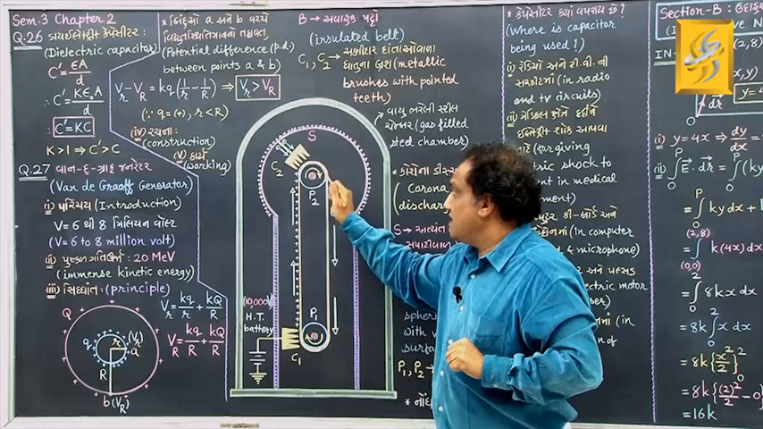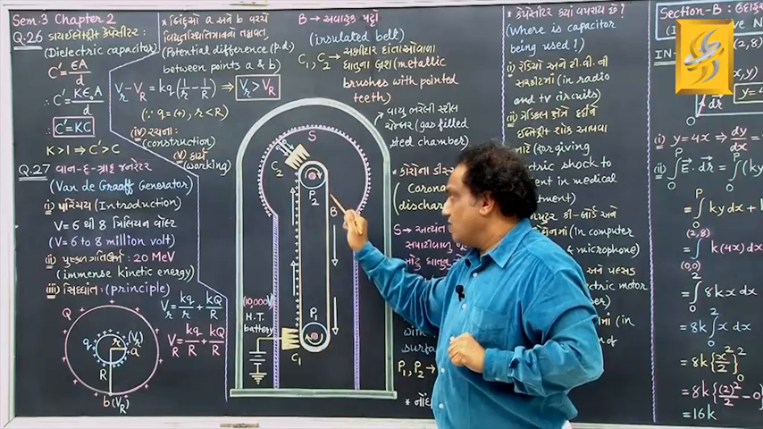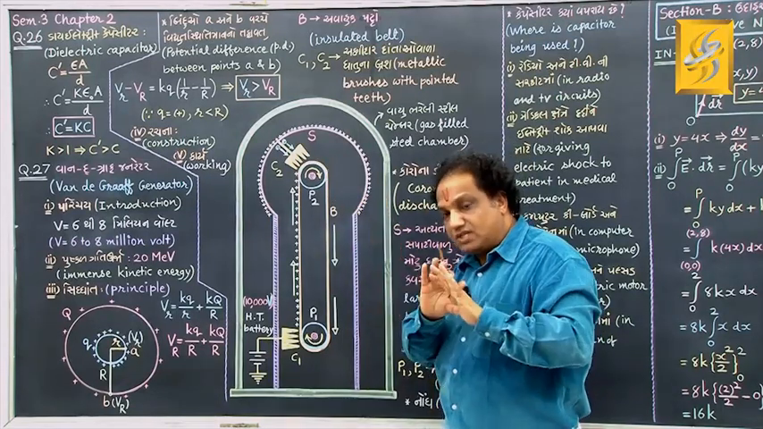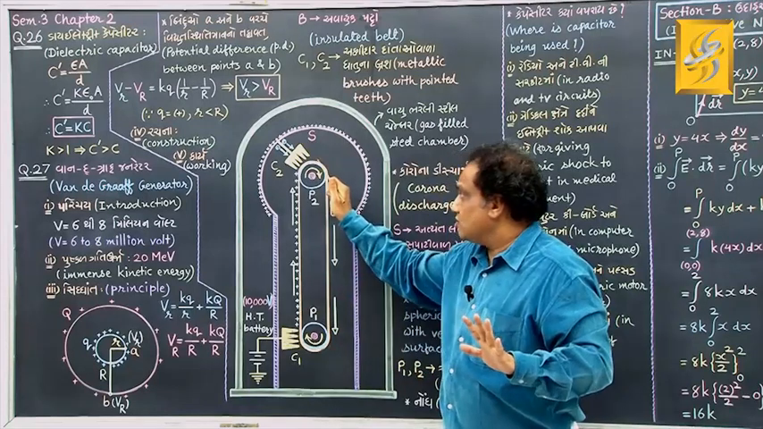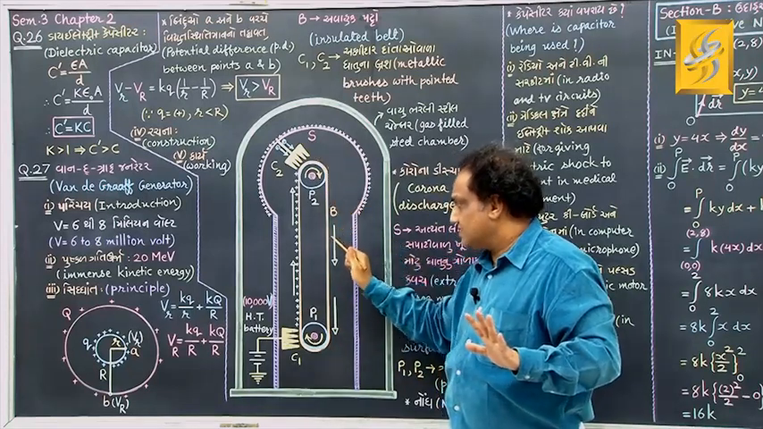That's why I am not showing any charge here. For this part of the belt, which is on the right hand side, does not carry any charge. That's why I am showing the belt as chargeless.